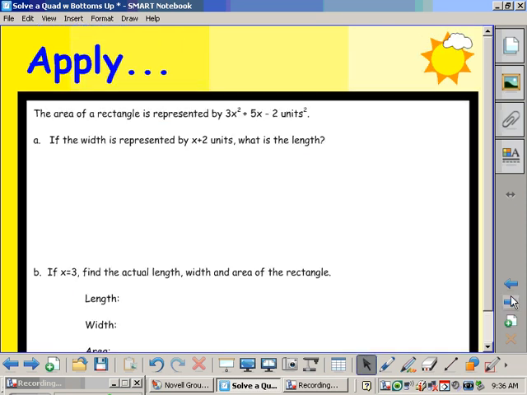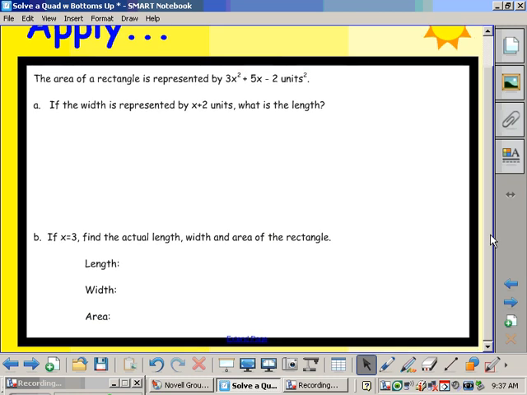Let's take a look at an additional example. Here it says, the area of a rectangle is represented by 3x squared plus 5x minus 2 units squared. If the width is represented by x plus 2 units, what is the length? And then part B says, if x equals 3, find the actual length, width, and area of the rectangle.